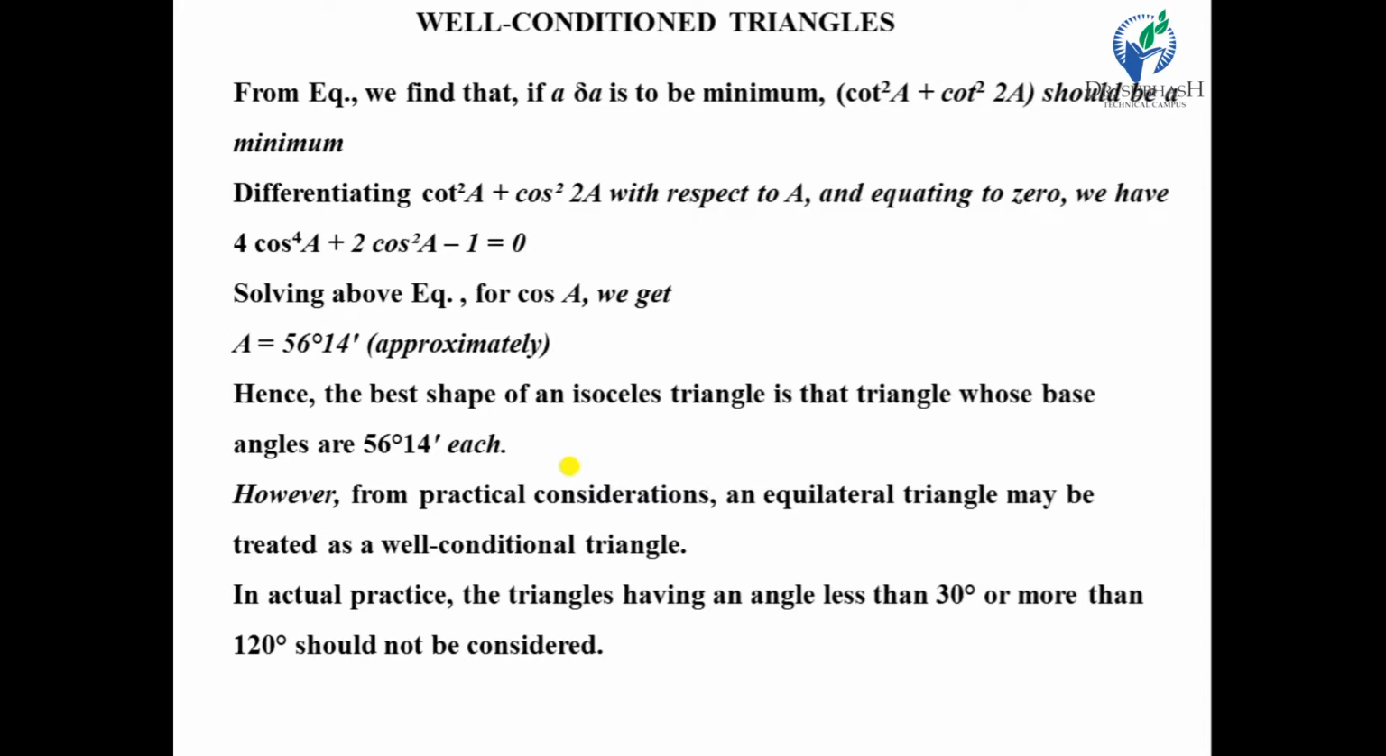From the equation we find that for delta A to be minimum, cot square A plus cot square 2A should be a minimum. So, by differentiating cot square A plus cot square 2A with respect to A and equating to 0, we have 4 cos square A plus cos square A minus 1 is equal to 0. By solving the above equation for cos A, we can get A is equal to 56 degree 40 minute. Hence, the best shape of isosceles triangle is the triangle whose base angles are 56 degree 40 minute each.